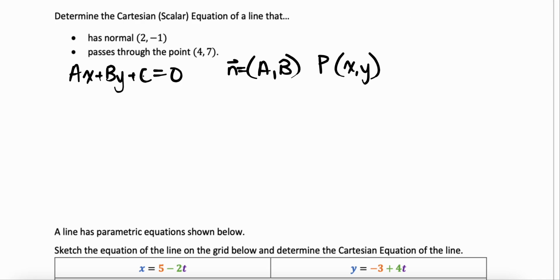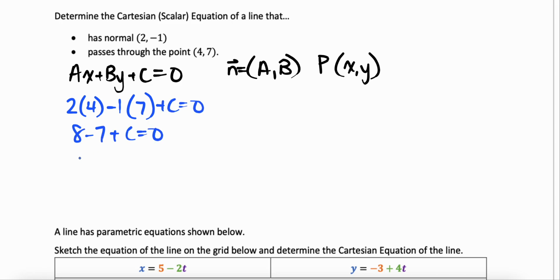And c is just a regular number, okay? So it's a constant. So if I know what my normal vector is and I know the point that it crosses through, then I can figure out what my c value is going to be. And that's important for us to figure out. So I'm going to do 2 times 4, and then my b is -1. So -1 times 7 plus c is equal to 0. So 8 minus 7 plus c is equal to 0, or 1 plus c is equal to 0. If I isolate for c, I'm going to subtract 1 from both sides, so c is equal to -1.